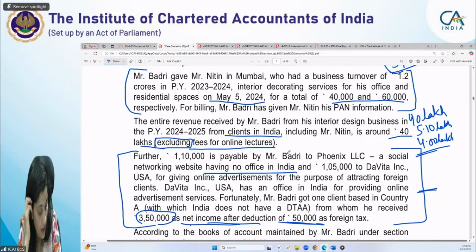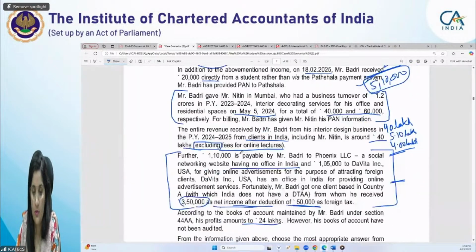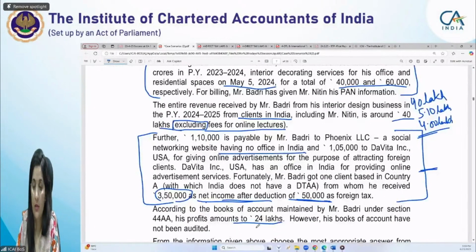Let me compute for you. एक information और देखो आप यहाँ पे, some information is also given that according to books of account maintained by Mr. Badri under section 44A, his profits amount to 24 lakhs. ठीक है, as per the books of accounts his profits amount to 24 lakhs. हमने कितना कंप्यूट किया है अभी? कुछ याद आ रहा है कौन से प्रोविजंस लगेंगे यहाँ पे?